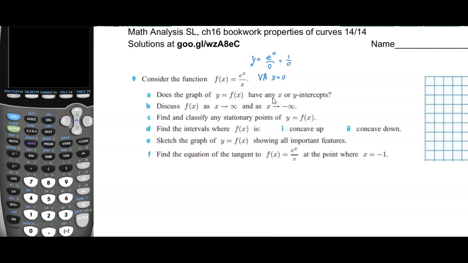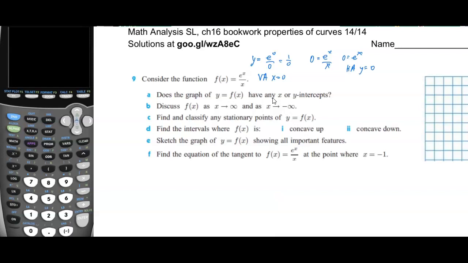Okay, now that was the y-intercept. What about the x-intercept? For the x-intercept we set y equals 0, and then we solve for x. If we multiply both sides by x, we get 0 equals e to the x. Is e to the x ever 0? No. So there is no x-intercept either. Actually, there's a horizontal asymptote at y equals 0. Interesting.